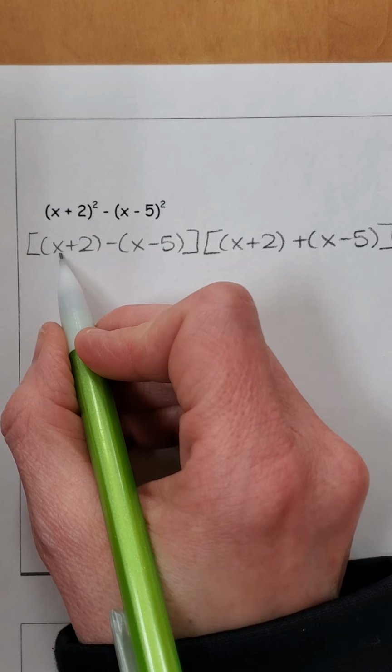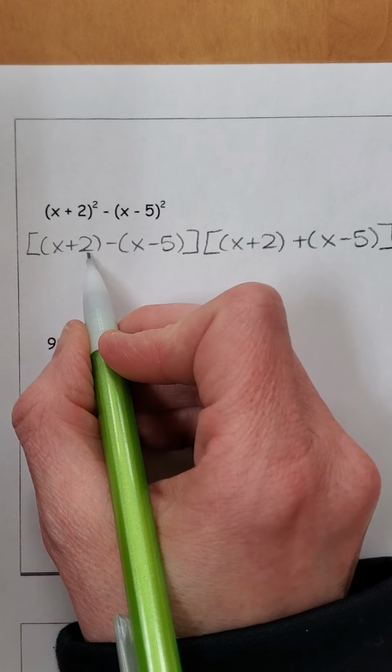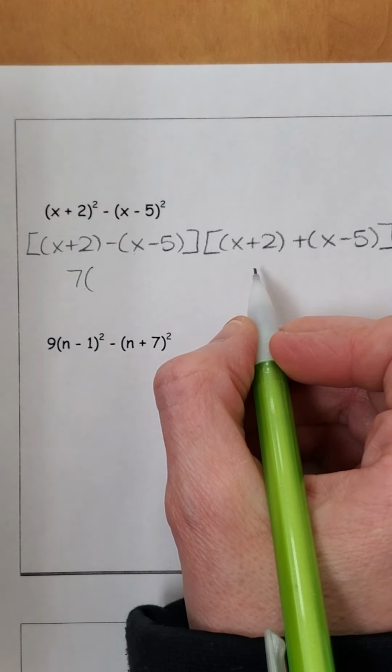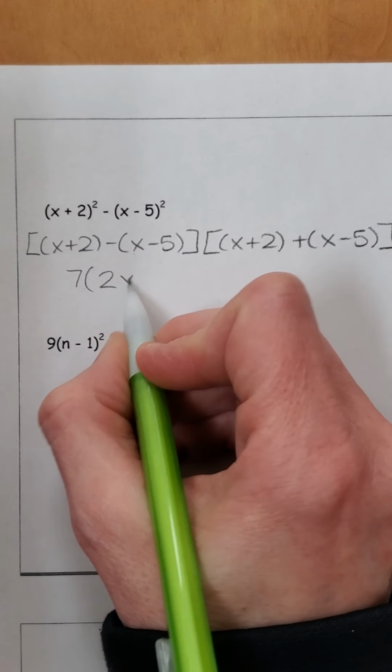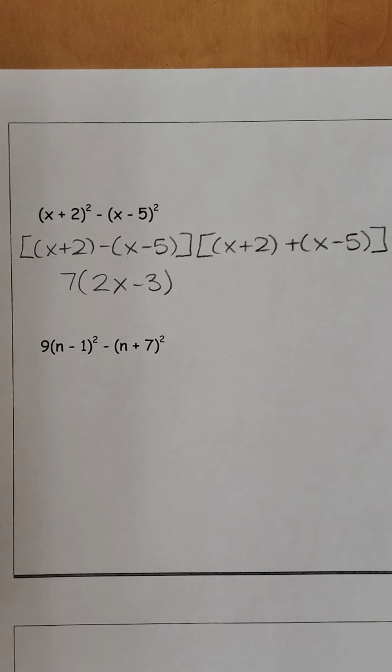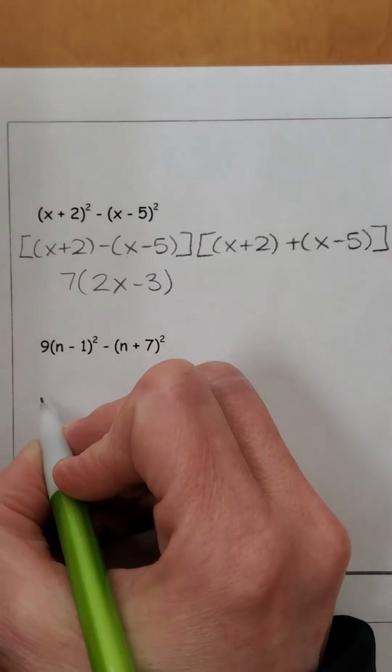So we'll add, so x minus x gives us nothing. When we subtract a negative, 2 minus negative 5 gives us 7. And then going over here, we have 2x minus 3. It's definitely not nearly as complicated as some of the other ones. And we just have two more for practice now.